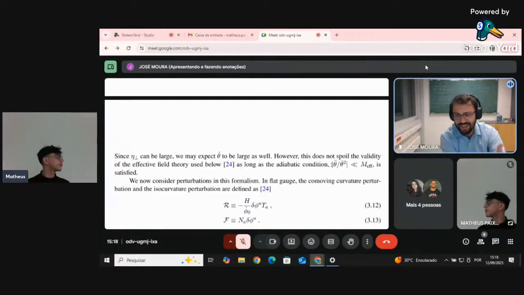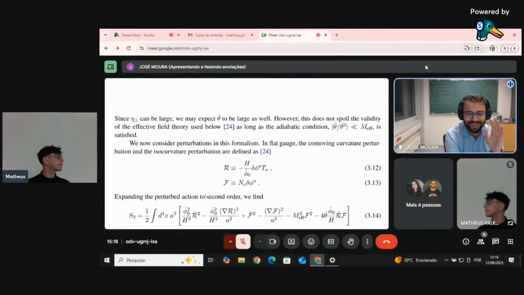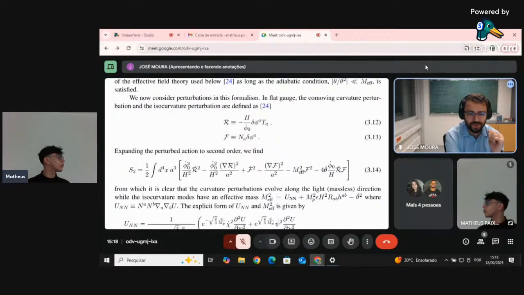Now they do another change of variables, where they consider the comoving curvature perturbation and the isocurvature perturbation here. They do this to get something very interesting from this model. After you do this change of variables, you find this Lagrangian here, okay? You see that you have one degree of freedom that has mass and one massless degree of freedom. This R, which is the curvature perturbation, doesn't have mass, right? So essentially, starting from that point, with the mix of Higgs and the R squared, you find that you have evolution where you have one massless and one very massive degree of freedom.